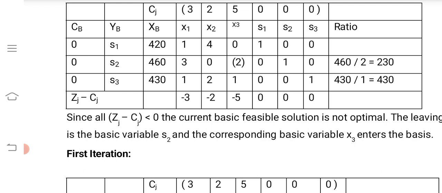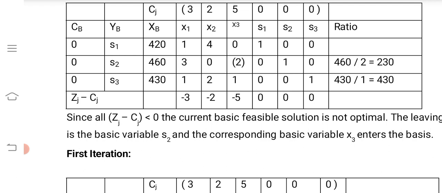In the first column, the fourth column is x1. The value is 0 into 0 plus 0 into 3 plus 0 into 1, that is 0. So all the Zj values are 0. Zj means the sum of Cb and Xij. Next, Cj is the topmost row. And next, Zj minus Cj. Subtracting, the first value is 0 minus 3, so minus 3, then 0 minus 2. So these are Zj minus Cj.